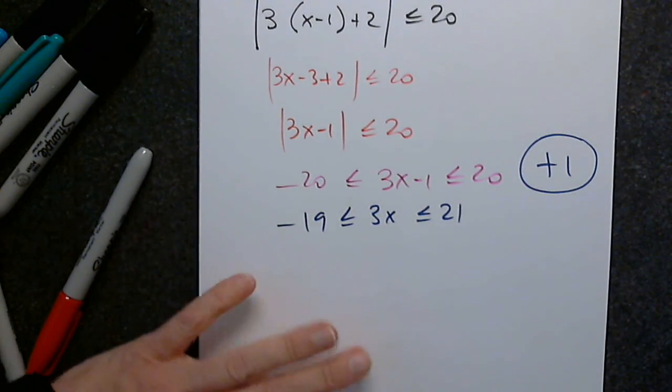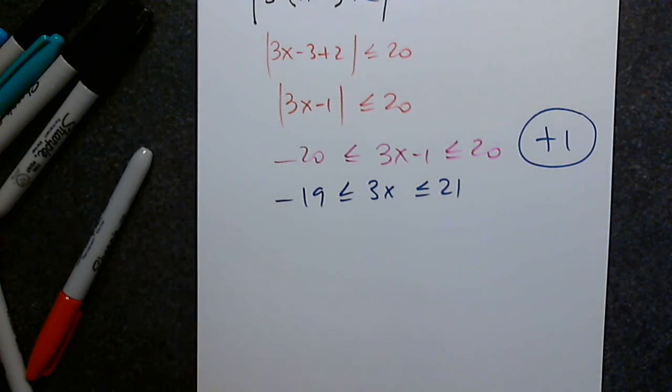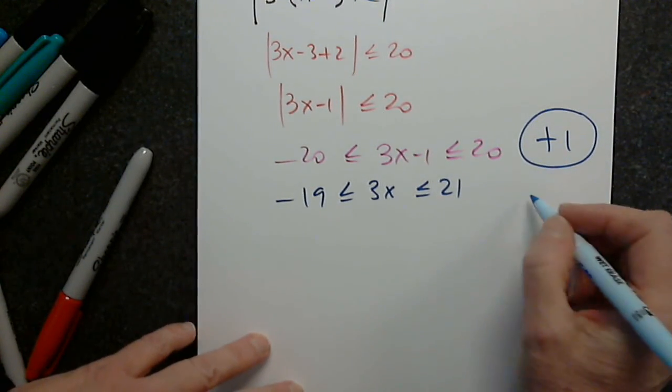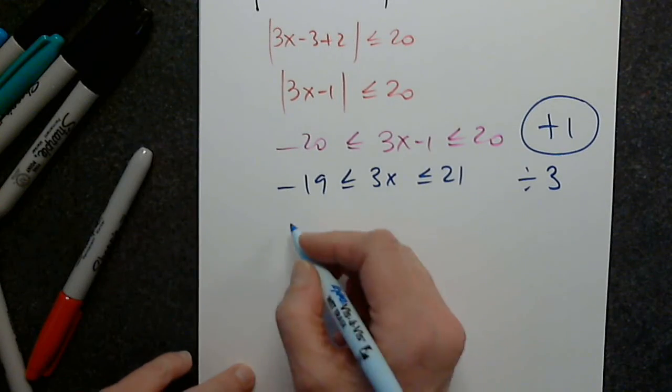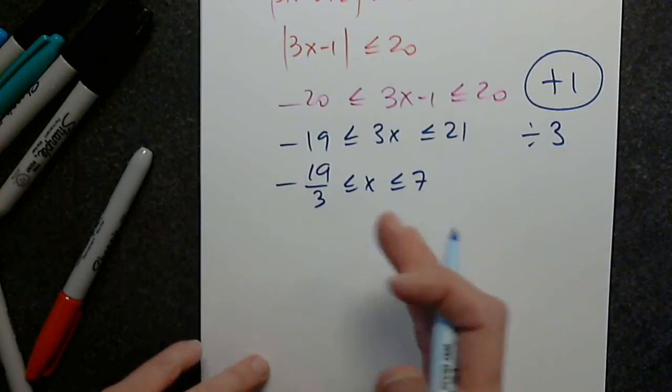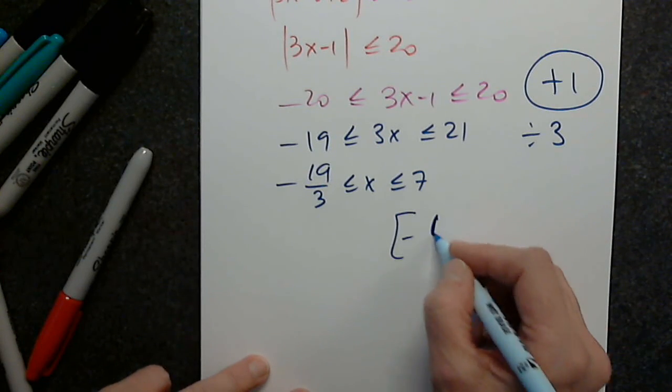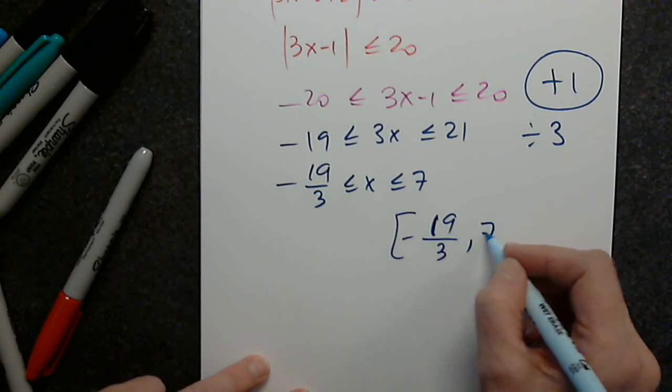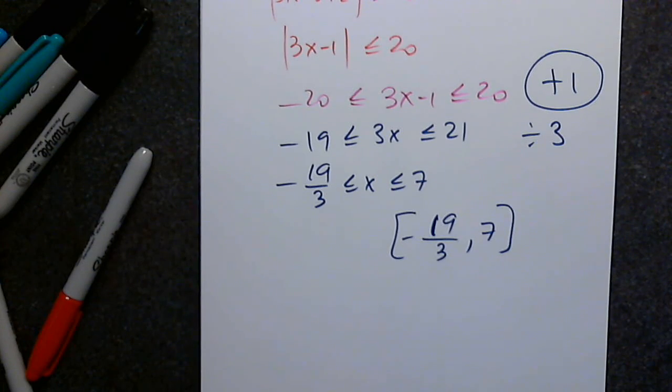Awesome. And the final step, it's not cleaned up. We divide by 3 on all three sides. So negative 19 thirds less than or equal to x less than or equal to 7. And this is the solution. We do not have to use the union. We do not have to use anything. What you see is the actual solution.